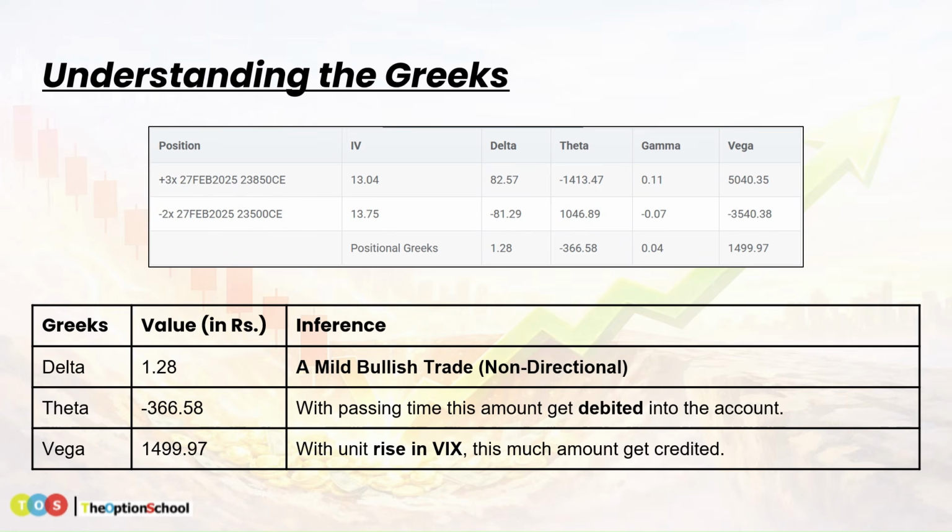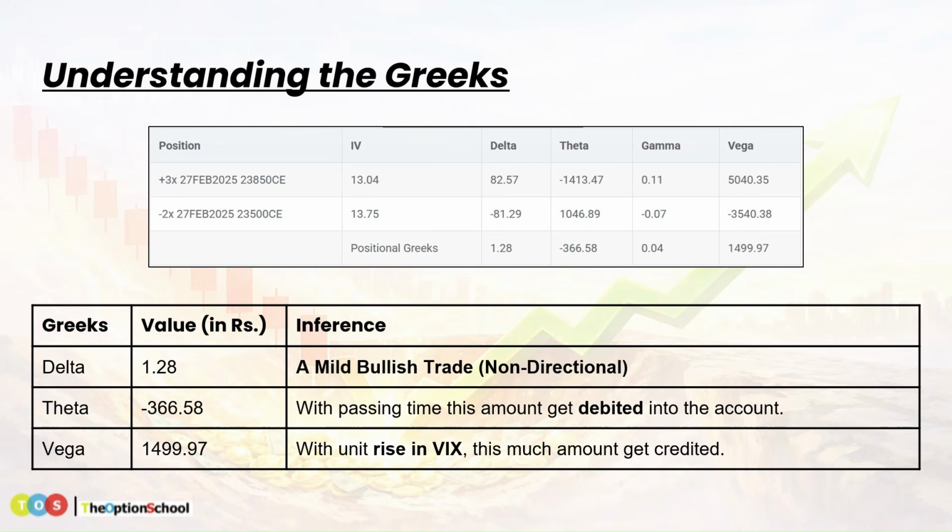Let us quickly check the health of the trade by going through the Greeks. Delta generally is desired to be neutral or slightly negative. In this case, it is very mildly bullish, or I say exactly neutral. 1.28 doesn't hold anything. Second parameter is theta.